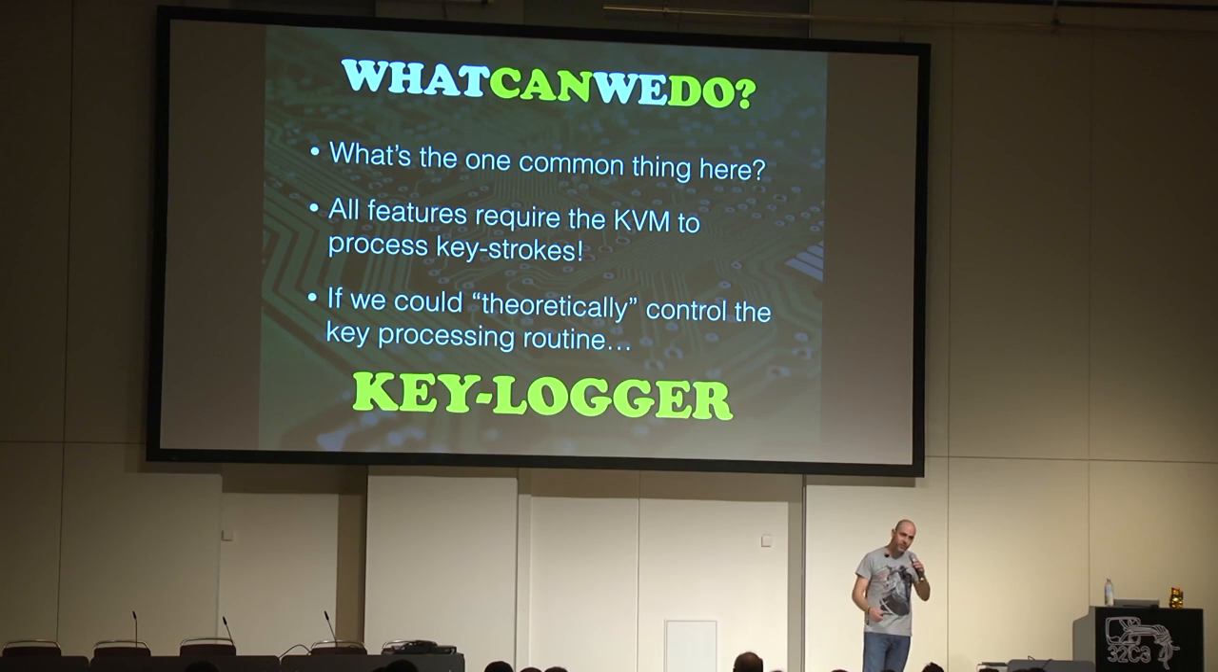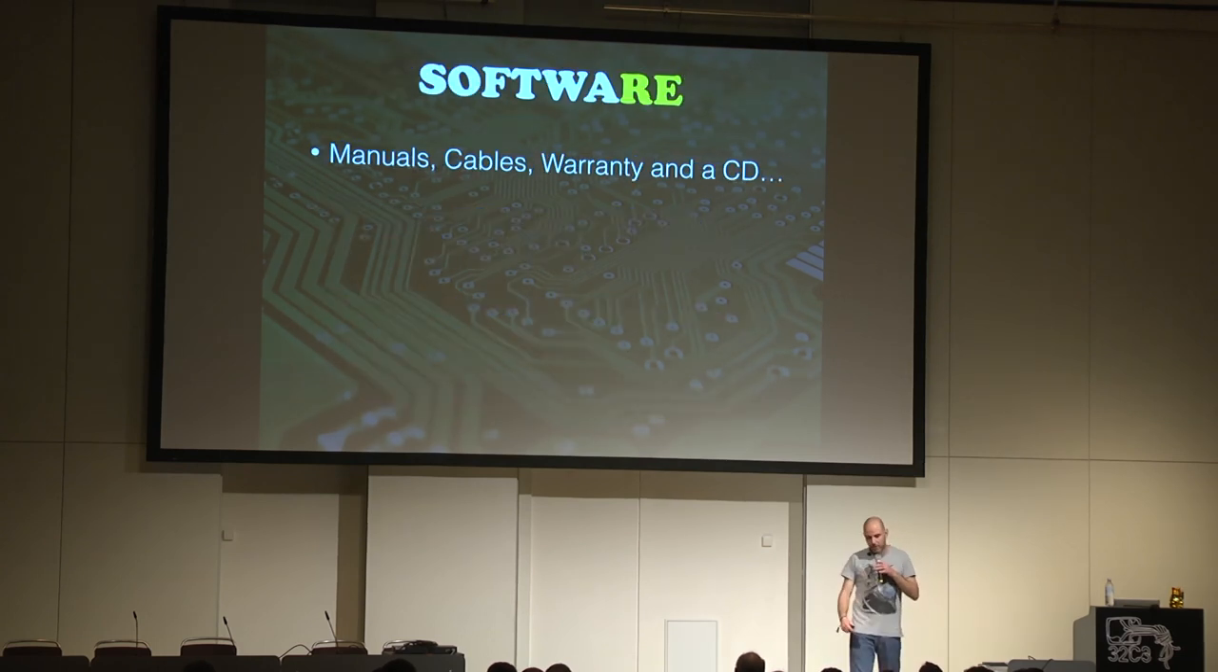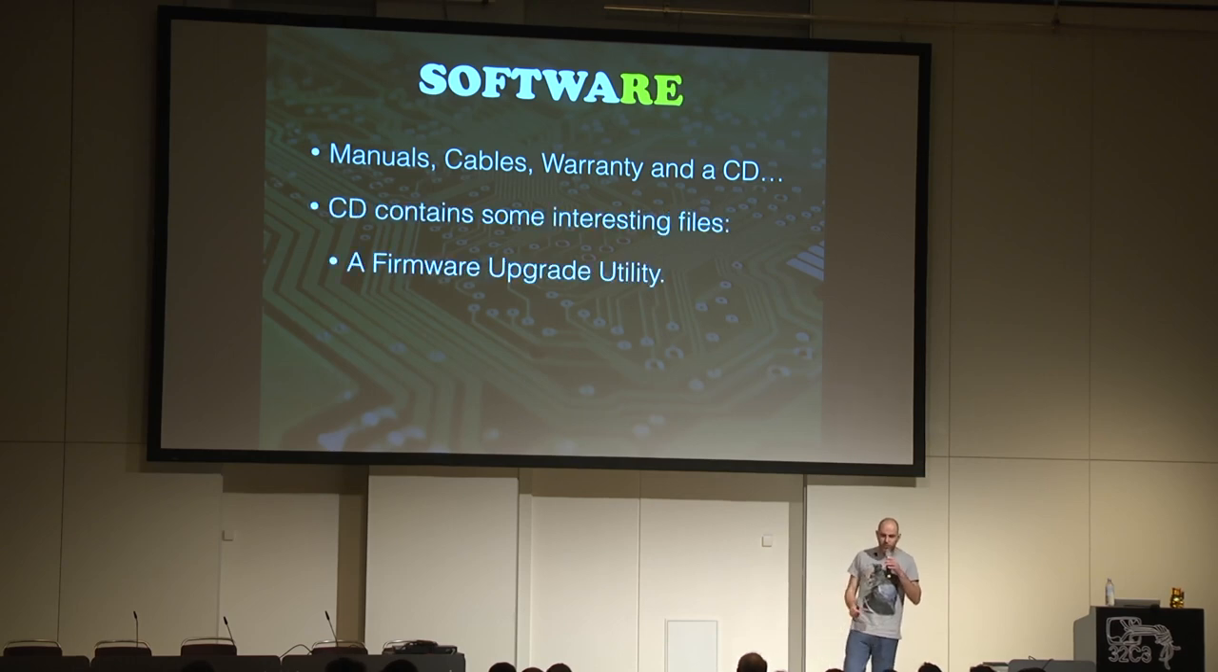Well, we thought that this is a great research subject, and we started researching it. And in order to research that, the first thing we need to do is to get a KVM. So we went to the store next to our office and bought ourselves a KVM, took the box, went to the office, and happily opened it and started unpacking it. First thing we find in there is manuals, cables, warranties, and a CD. Now that CD contained a few very interesting files. One of them is called a firmware upgrade utility.